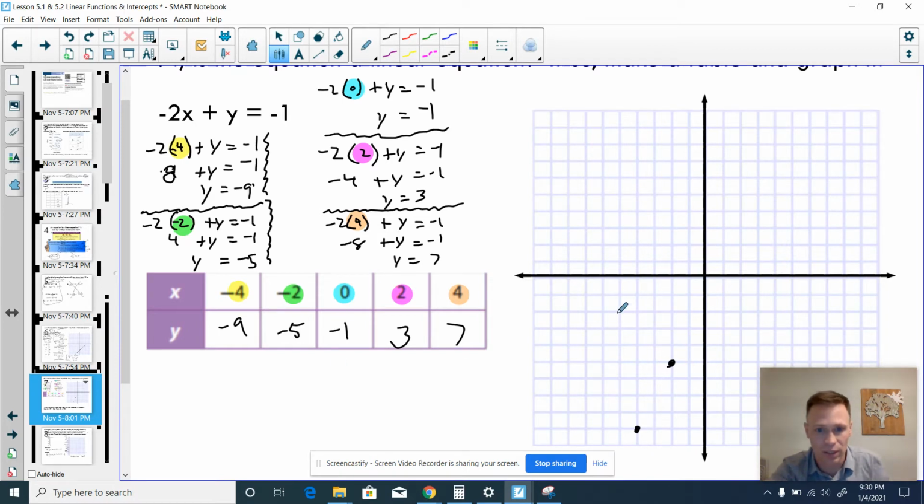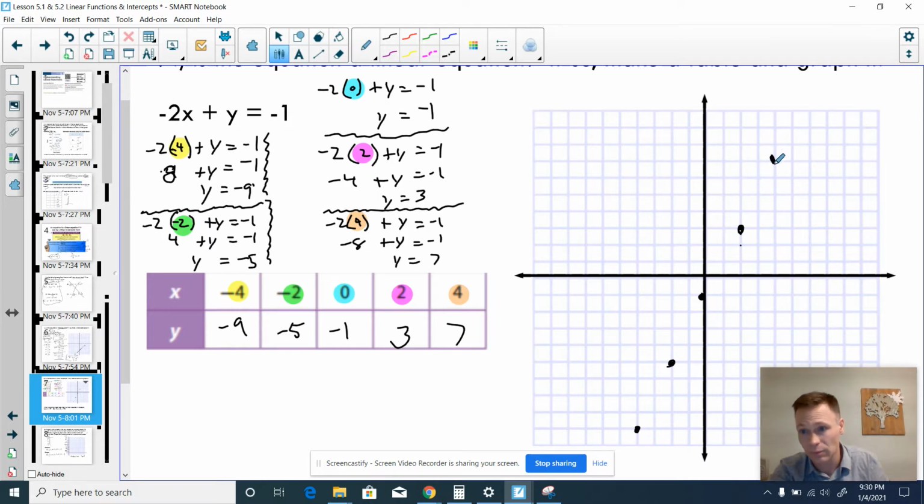I'm sorry, negative 1. I'm sorry, I said that wrong. For 0, I have negative 1. For 2, I have 3. 1, 2, 1, 2, 3. When I substitute in 4, I get 7. I move that point over. 1, 2, 3, 4. 1, 2, 3, 4, 5, 6, 7.